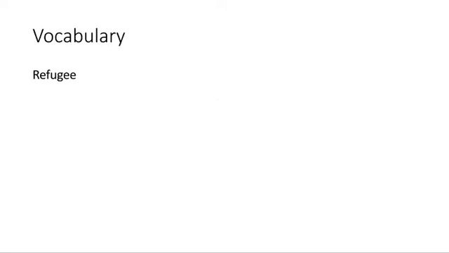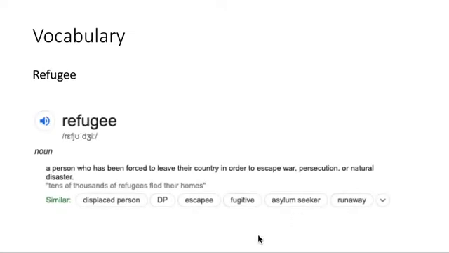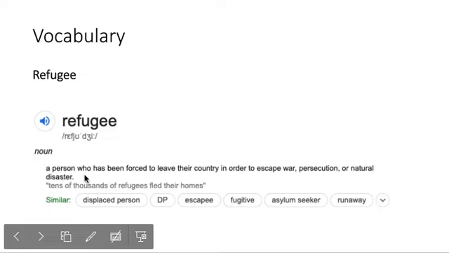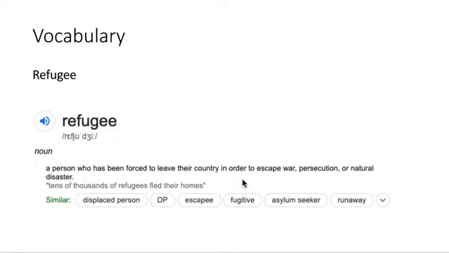First of all, refugee. What is a refugee? A refugee is a person who has been forced to leave their country in order to escape war, persecution, or natural disaster. So it refers to a person who's not looking to go somewhere else on holiday, not looking for a change of scenery, but instead somebody who needs to leave their own country for a while or forever because of something that's happened. It could be war, it could be a natural disaster like a tsunami or an earthquake, but for some reason they need to leave their own country and live somewhere else, at least for a little while.